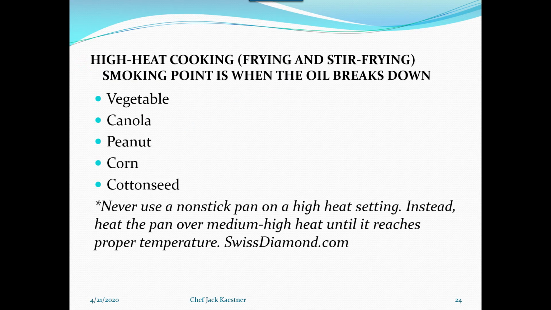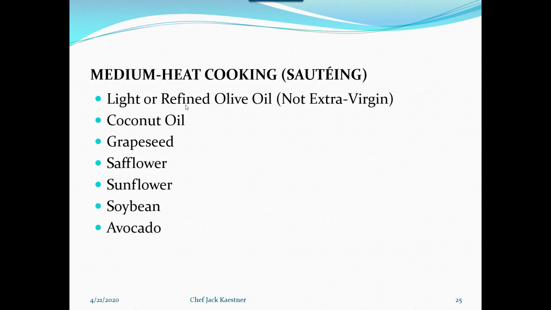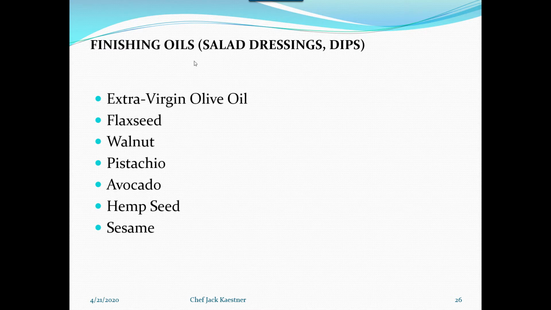And then we will talk a little bit about high heat cooking. You've got frying, stir frying. Smoking point is when oil starts to break down. Medium heat: olive oil, coconut oil, grapeseed, sunflower, safflower, soybean. And then finishing oils, these are generally oils that you don't want to heat because it will destroy some of the flavors. So extra virgin olive oil, typically you don't want to cook with. Flaxseed oil, walnut, pistachio, avocado, hemp, and sesame seed.